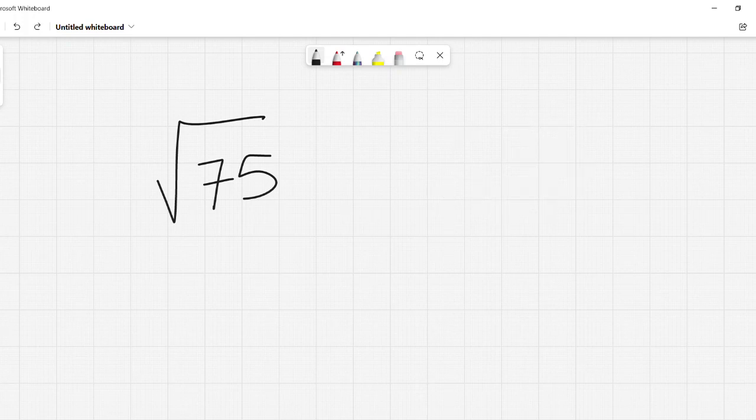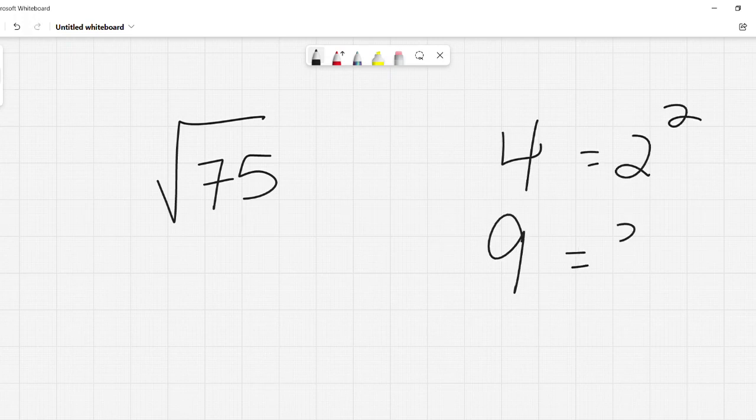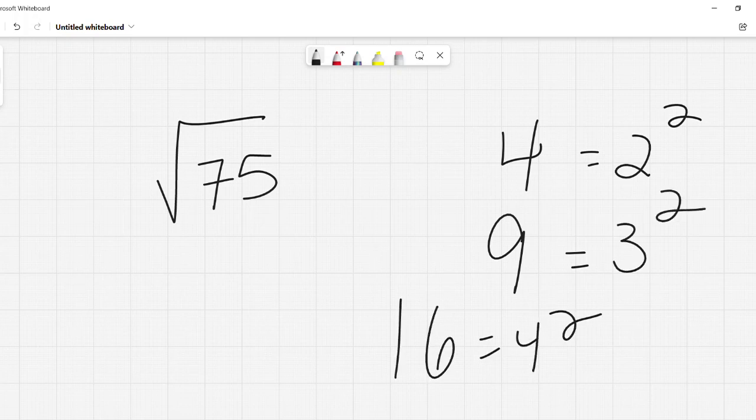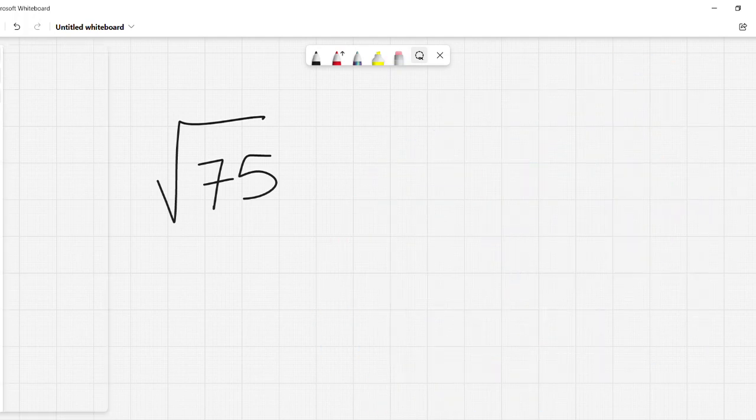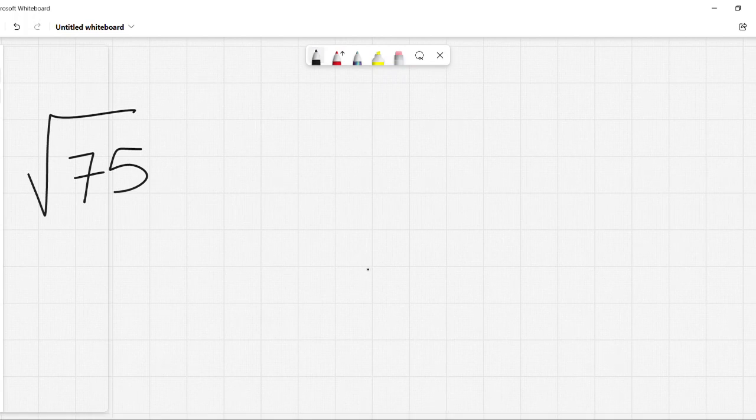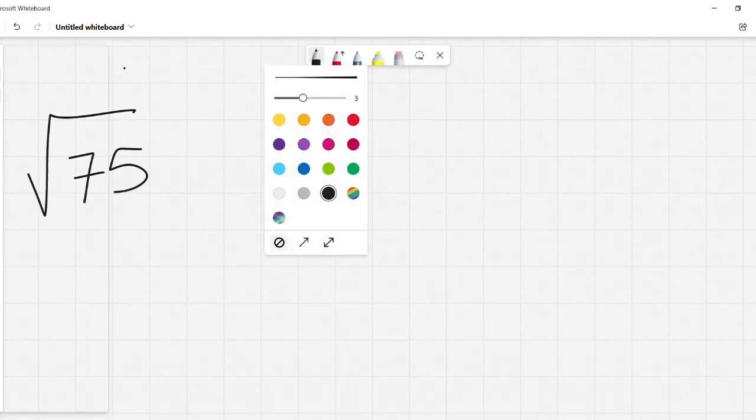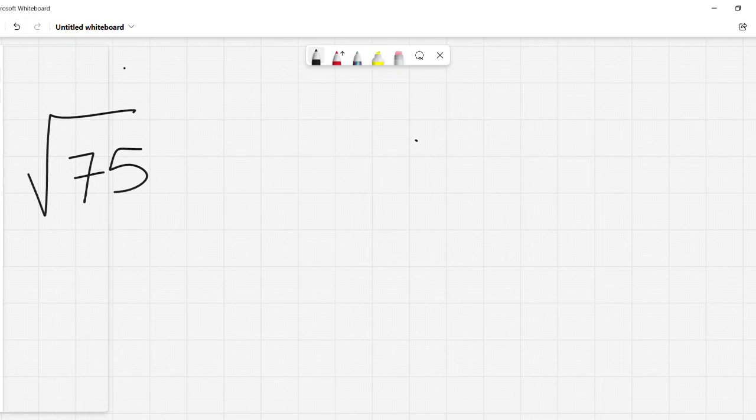in it. A perfect square is something like 4, which is 2 squared, or 9, which is 3 squared, 16, 4 squared, and so on and so on. So the question is, how do we get rid of those perfect squares from under the radical? Well, here's something that's important to know, and I'm going to show you with an example here.